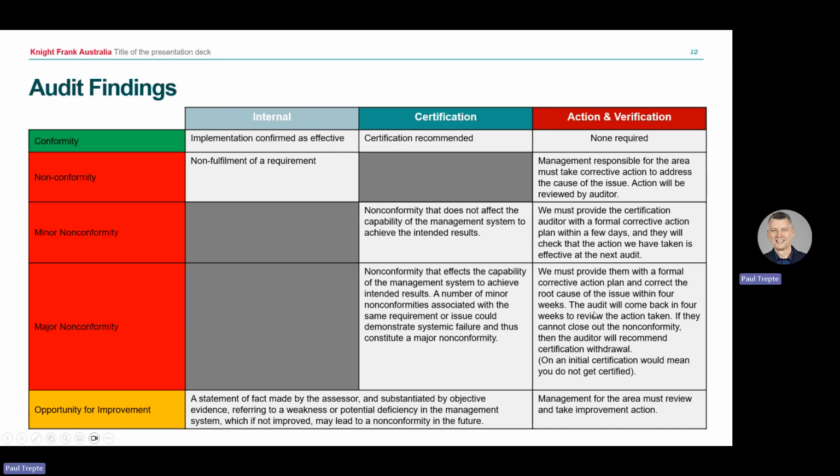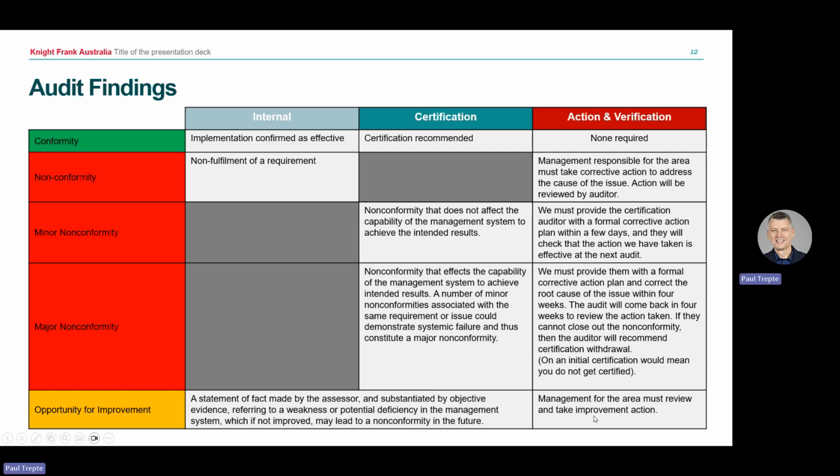Lastly, if they raise a major non-conformity, we must provide them with a formal corrective action plan around how we're going to correct the cause of the issue, and we must do that within 4 weeks. The auditor will then come back in 4 weeks to review the action taken, and if they cannot close out the non-conformity, then the auditor will recommend certificate withdrawal, or on an initial certification, we wouldn't get certified.